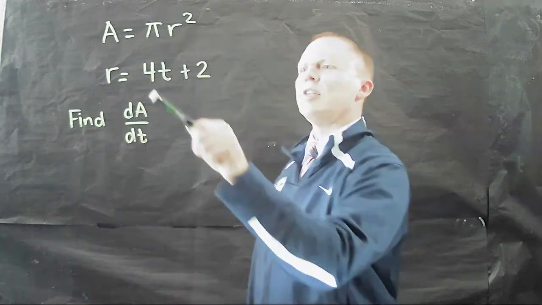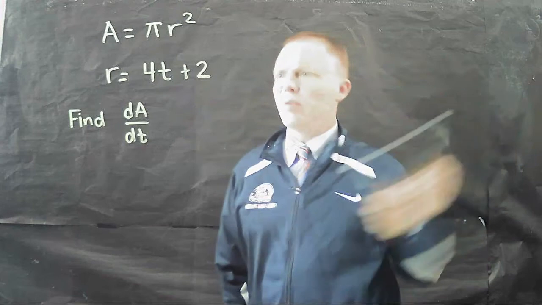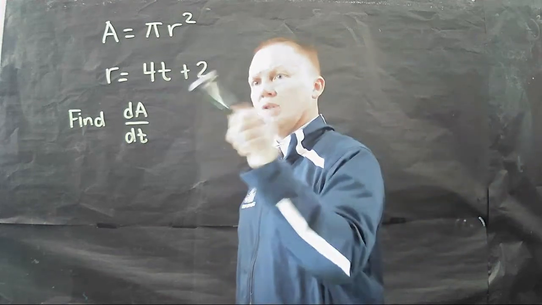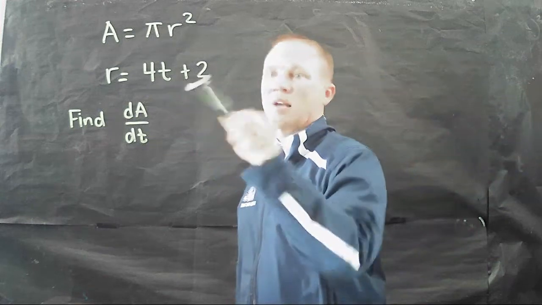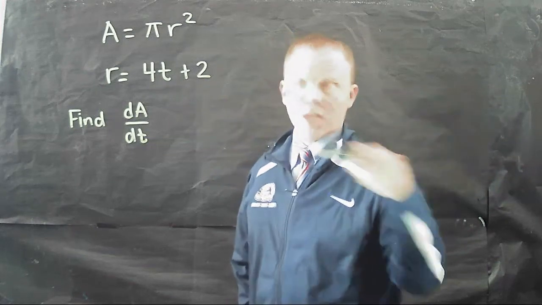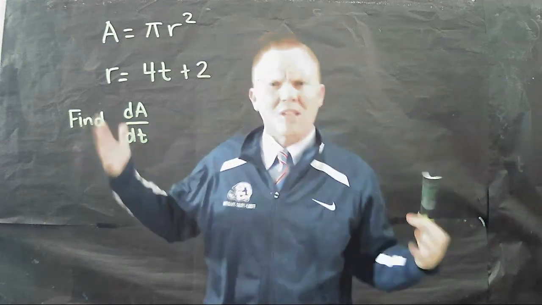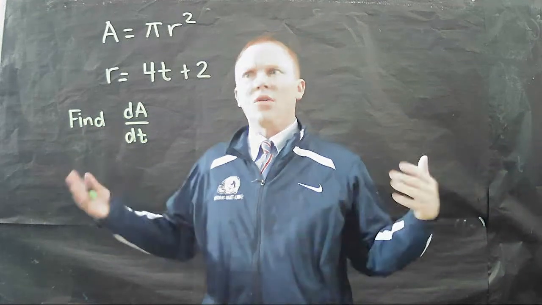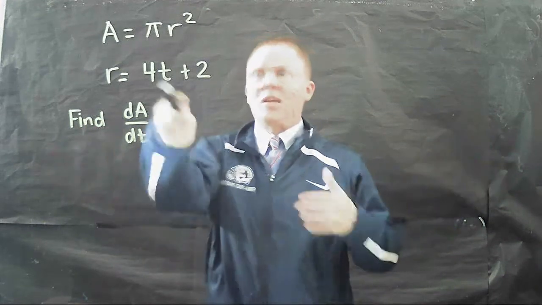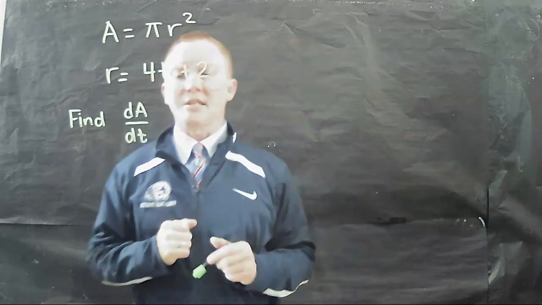For whatever reason, the radius is changing with respect to time. At t equals 2, the radius might be 4 times 2 plus 2, which is 10. At t equals 10, the radius is 4 times 10 plus 2, which is 42. So the radius is changing. It's not constant. That makes deciding what the area is doing kind of weird. No longer is the area just pi r squared. We have to take into consideration that the radius is changing. So I'm asking you, what's dA/dt?